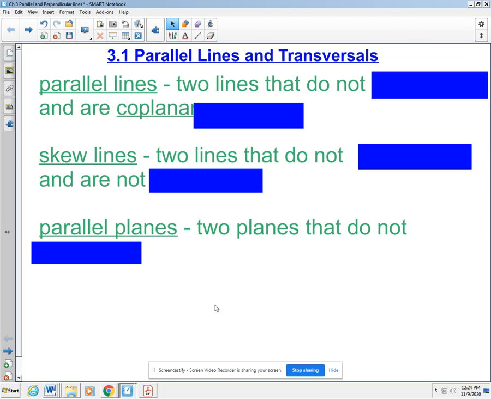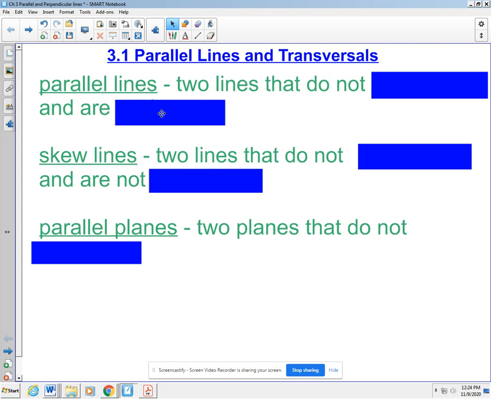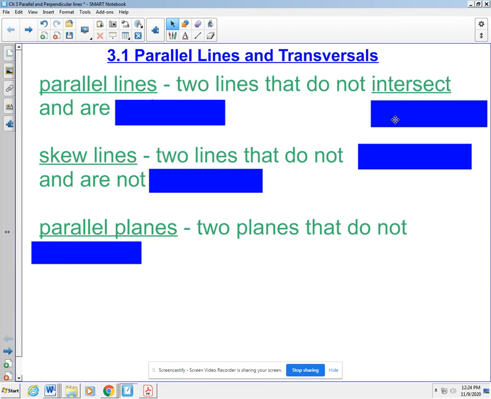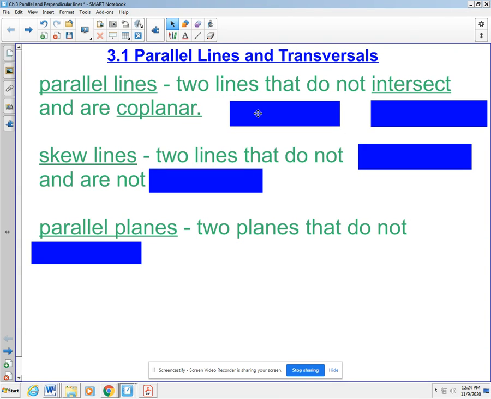So first definition, parallel lines. What are parallel lines? Many students say that parallel lines are two lines that never intersect. This is true, but you have to be more careful because the two lines have to be coplanar. So by definition, parallel lines are two lines that do not intersect and are coplanar. What does that mean? They have to lie on the same plane. In other words, they could be on the floor or ceiling. So parallel lines: two lines that do not intersect and are coplanar.